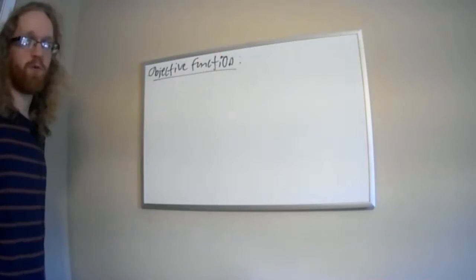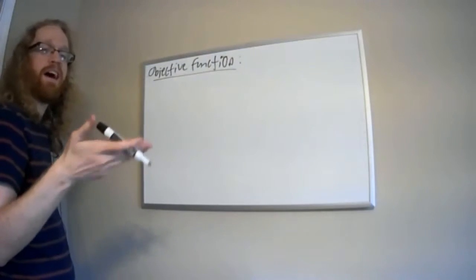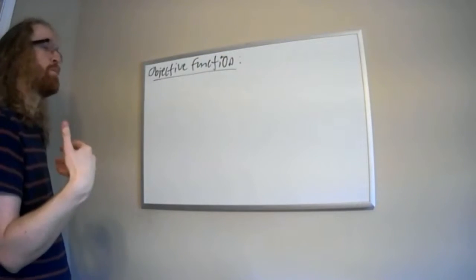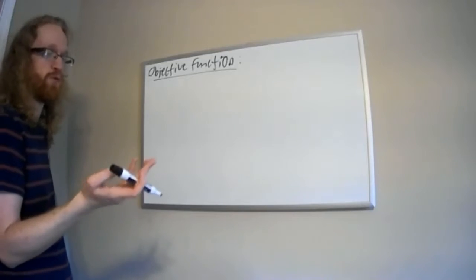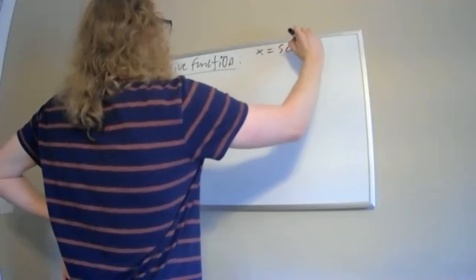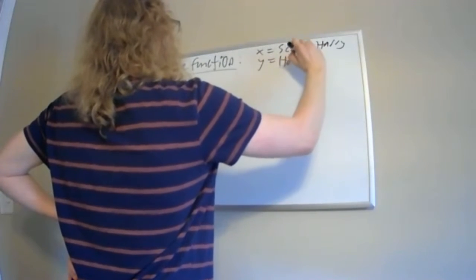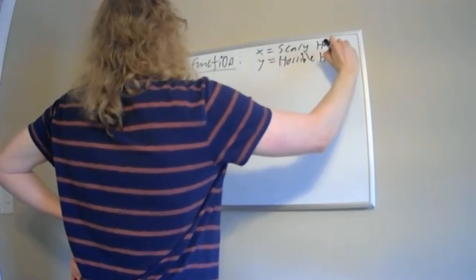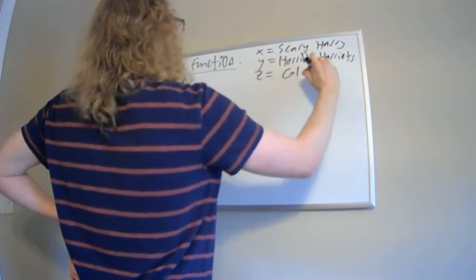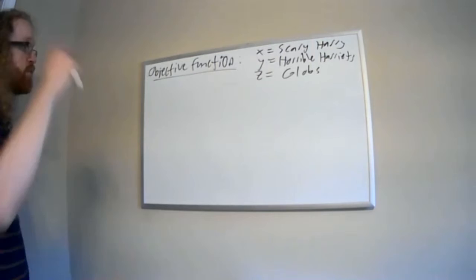And so I need my variables. What should my variables be? Well, how many variables do I need? I had 3 different types of doll. So I probably want a variable for each doll, because to represent the profit, I need to know how many of each doll to produce. So maybe we'll have x is the number of Scary Harrys, y is the number of Horrible Harriets, and z could be the number of Globs, right? Okay. So I have 3 variables, 1 for each doll.